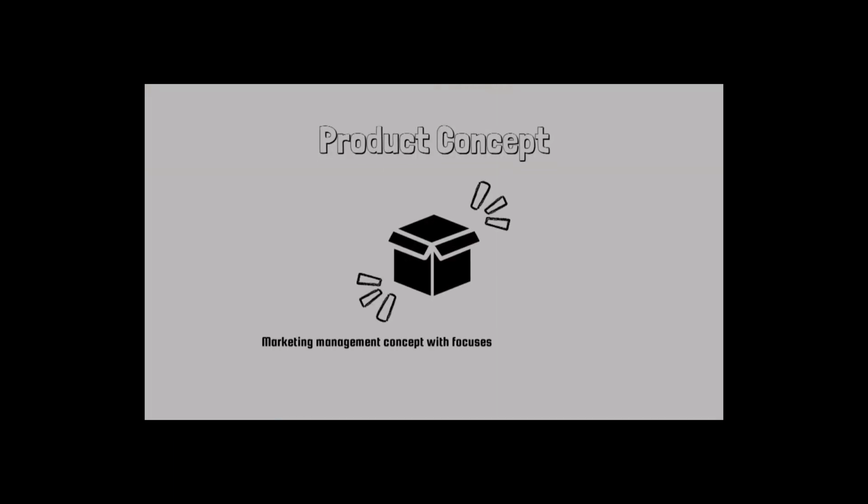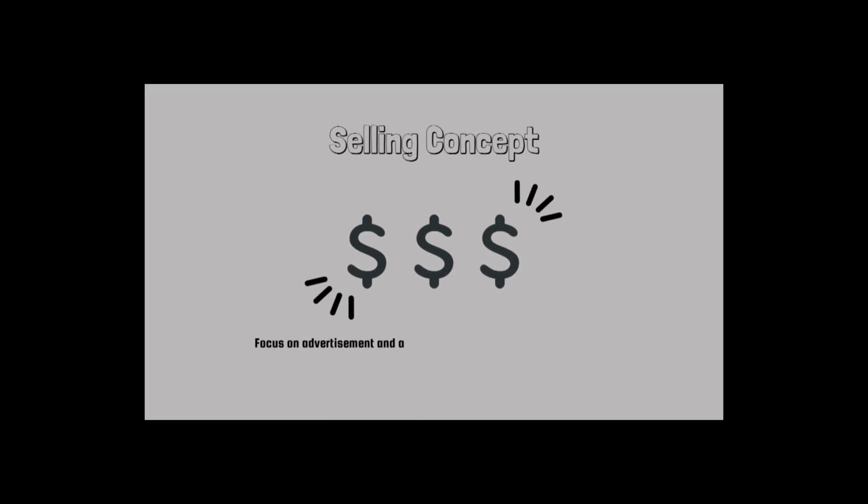Firstly, we have the product concept. It is a marketing management concept which focuses on the product itself. As long as the product a company sells is of good or better quality than its competitors, then the product will sell. Secondly, we have the selling concept, which is the opposite of the product concept. It focuses on advertisement and aggressive promotion to attract customers.